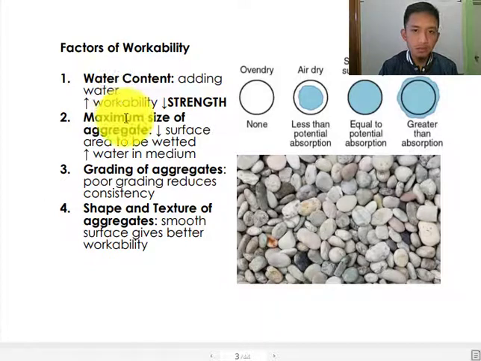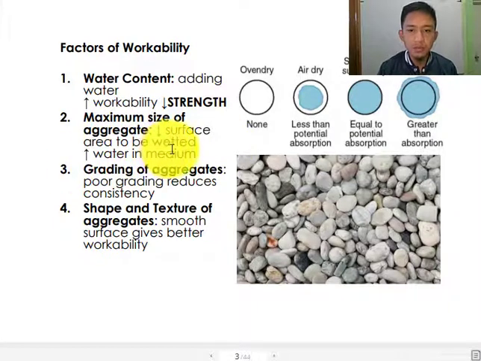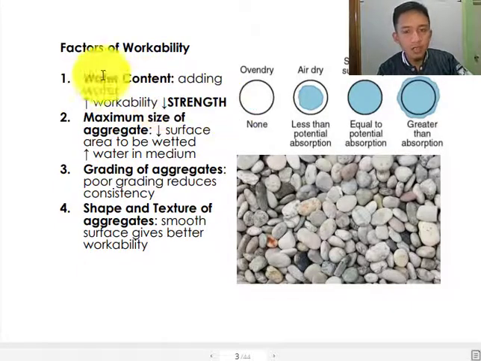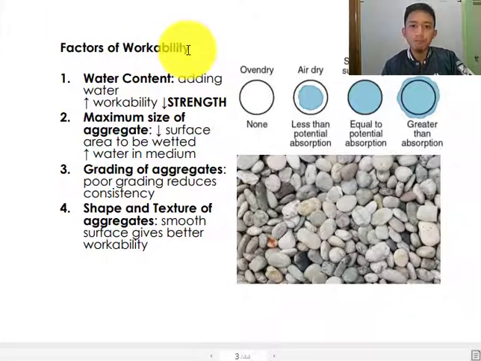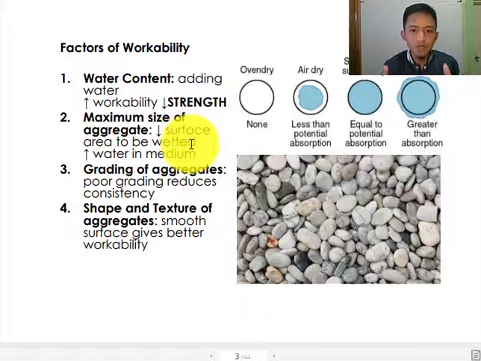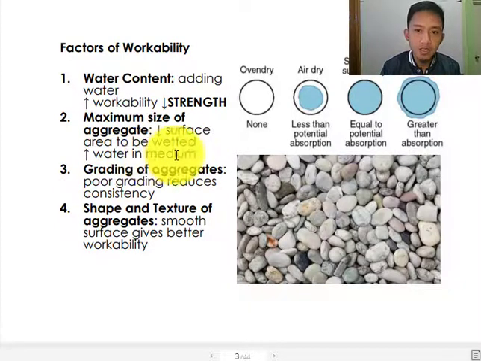Second, what will affect the workability is your maximum size of aggregate. The lower the surface area to be wetted, the bigger the water in the medium. So the size of the aggregate being used will affect the amount of water in it. And just like in number one, the amount of water will affect the workability. Let's focus on workability since that is our focus in this slide. Again, the lower the surface area to be wetted, the bigger the water in the medium.